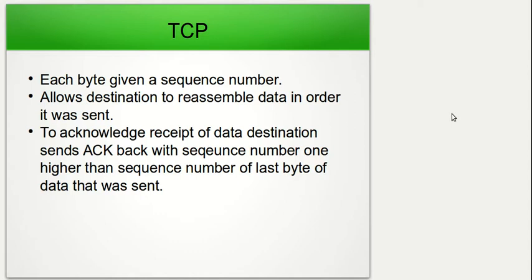So, like I said before, with TCP, each byte of data is given an individual sequence number. And the reason why we give each byte a sequence number is so that when the data arrives at the destination, the destination application can then reassemble the data in the order it was sent. So the way it works, data that was sent first by the application to the browser is given a lower sequence number than bytes that were sent to TCP at a later time.